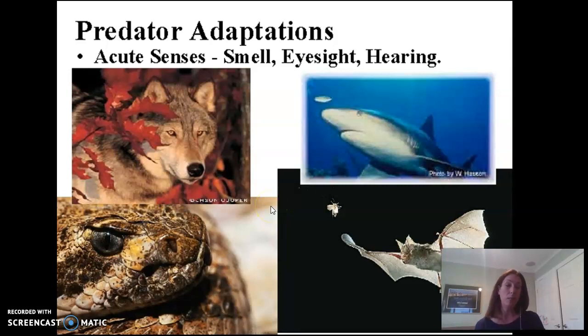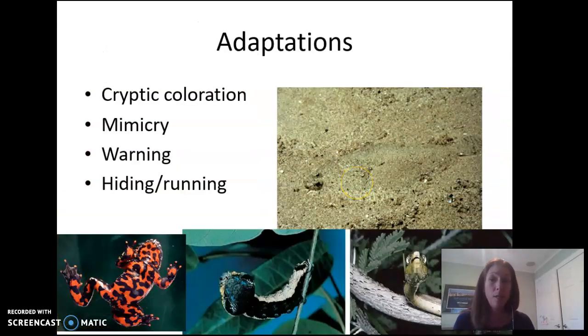Now, the other community types of interactions we're going to be looking at are predator-prey and succession, or how ecosystems respond to change. So one of the key things about predators and prey is that they do interact with each other. This is probably one of the key community interactions that we have. And to be a good predator, you have to rely on your senses. So a lot of our predators have really good smell or eyesight or hearing to be able to find those prey. But then again, the prey have to have their own adaptations.